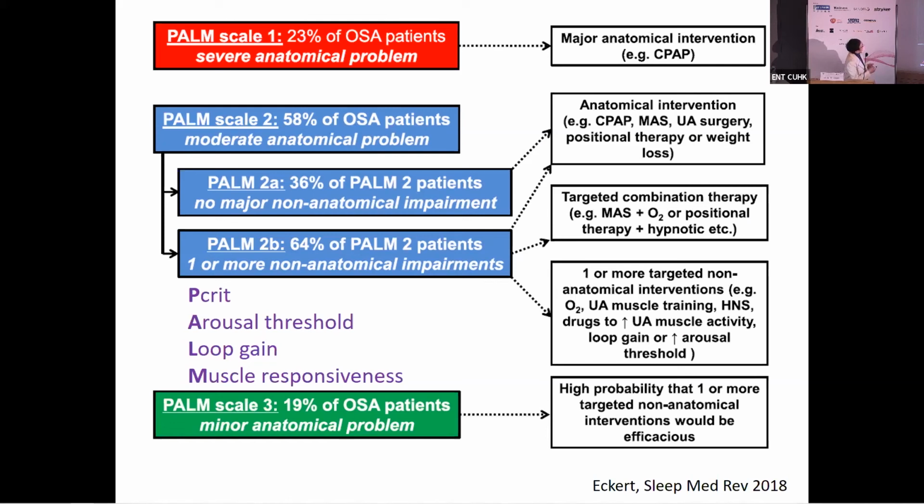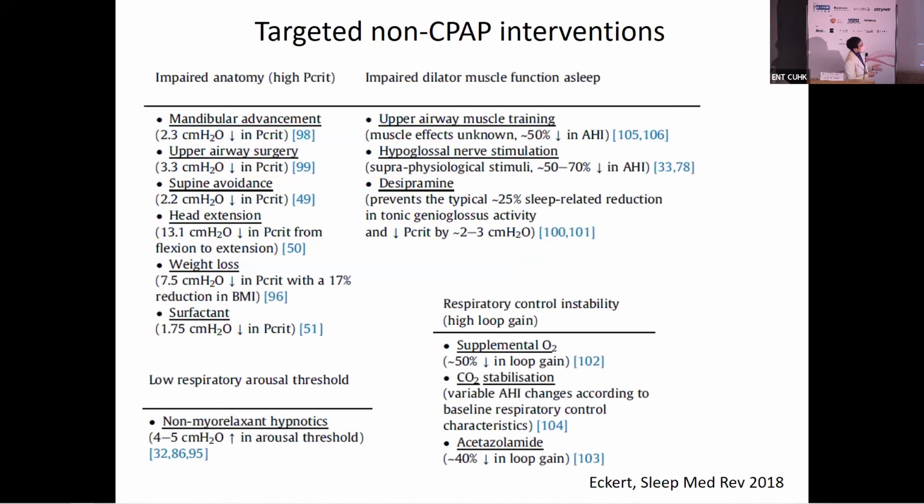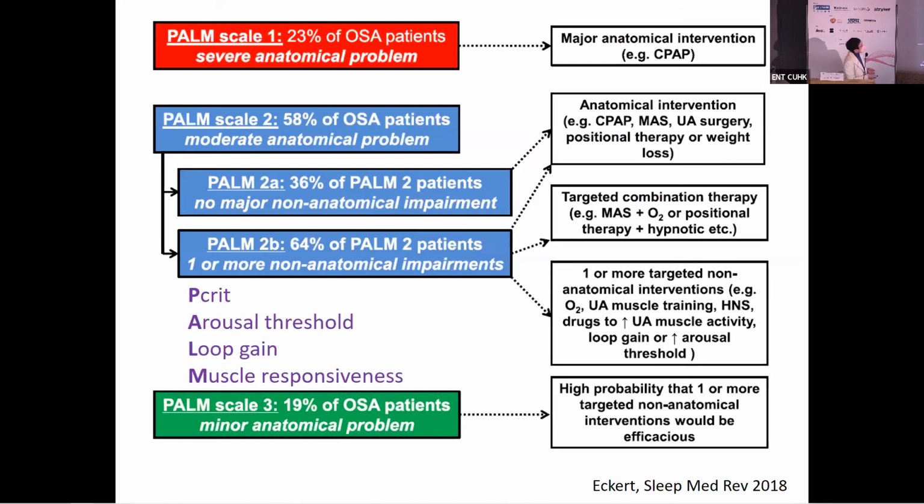Okay, so in his study, he found that only about 23% of OSA patients had severe anatomical problem, about 60% moderate anatomical problem. And for these other people, you may need, apart from CPAP, upper airway surgery or mandibular advancement device. For those with non-anatomical impairment, you may have to consider hypnotic to raise the arousal threshold or oxygen therapy. And for those with high loop gain, you may have to try acetazolamide and so forth.